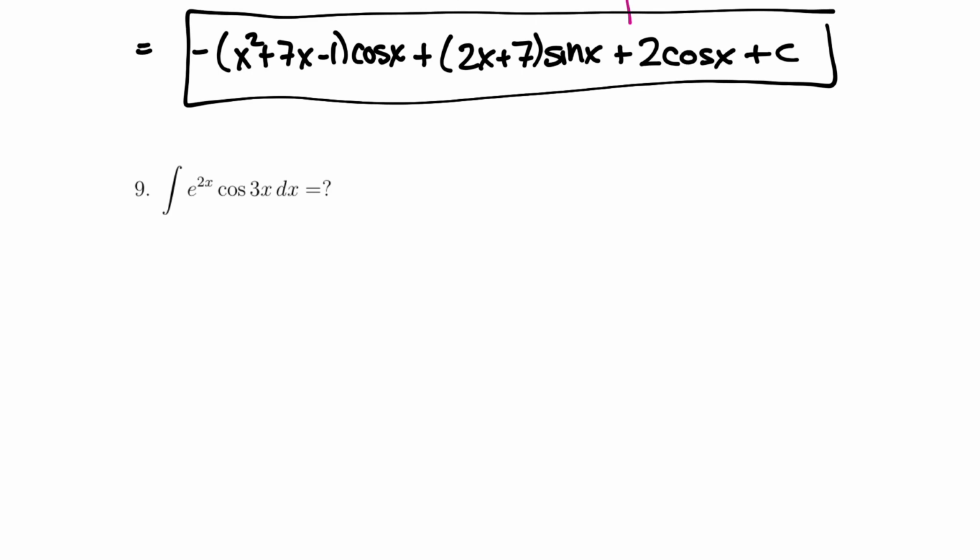Okay, all right. Don't worry, we're going to stretch our legs here in a minute, but we're going to do this one first. All righty. e to the 2x times the cosine of 3x.